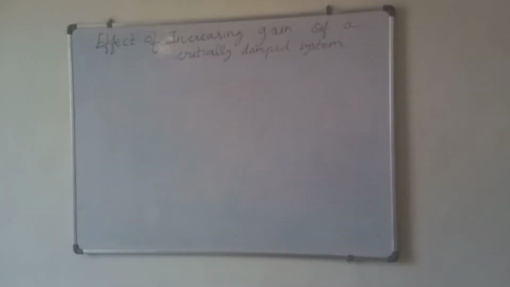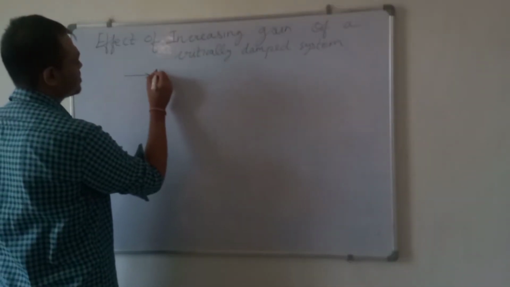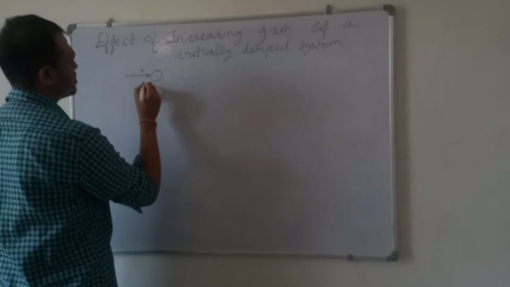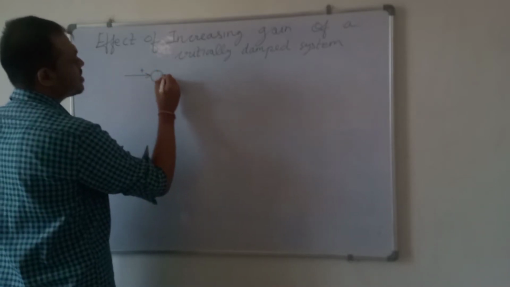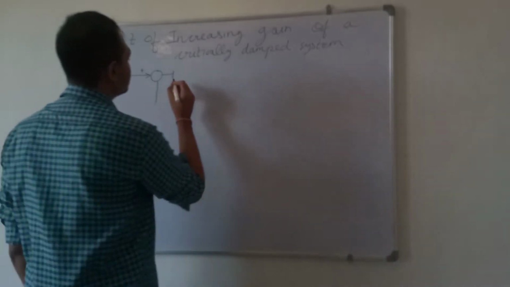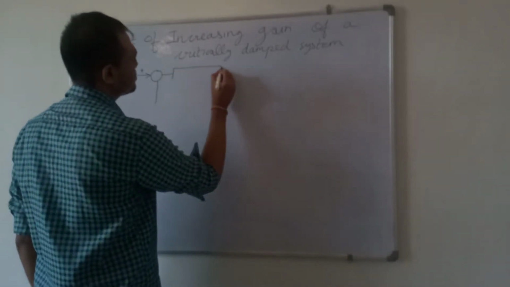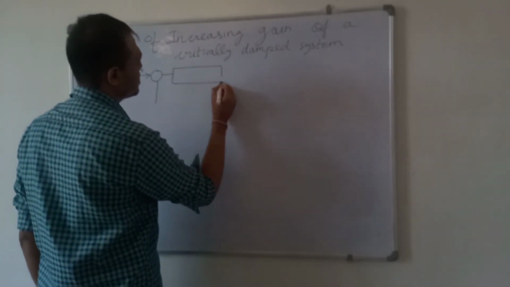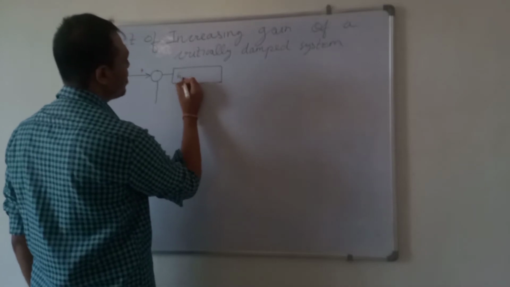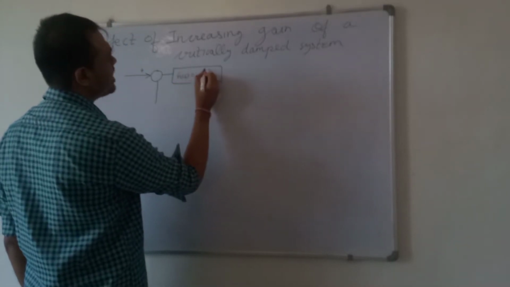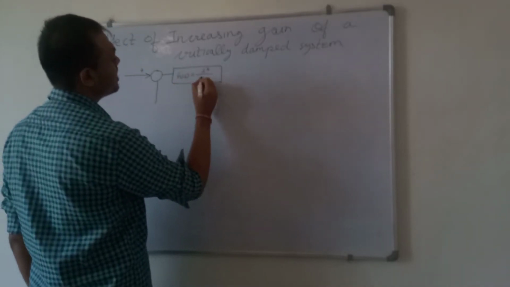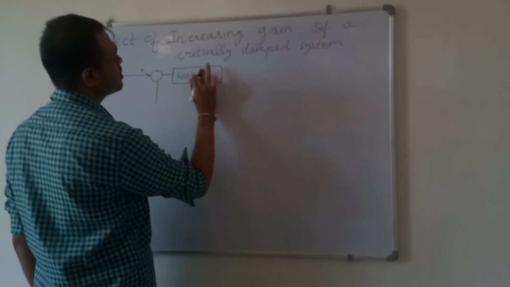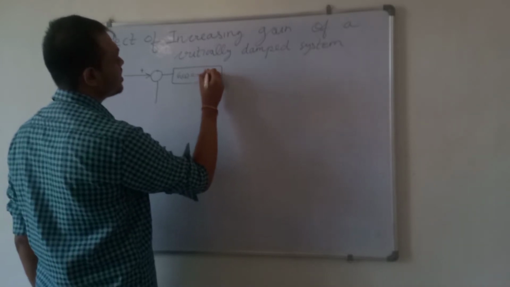In this video, we will discuss the effect of increasing gain of a critically damped system. So let's say we have a unity feedback, negative feedback system, and its forward gain G of S is equal to 4 upon S square plus 4S.